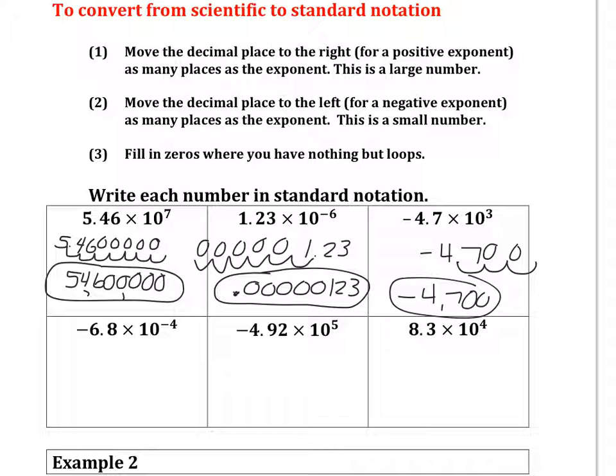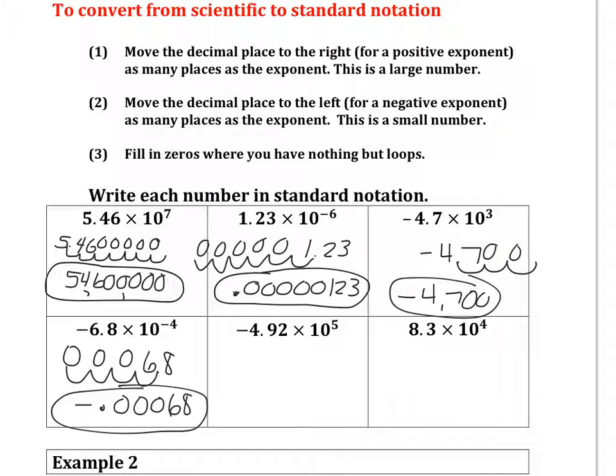And then a negative exponent, it moves to the left. 1, 2, 3, 4. I call them loops. Somebody may have called them something else in your past, but they're loops. Negative 0.00068. Then I have to the 5th power, so it's positive. I'm going to move it to the right.